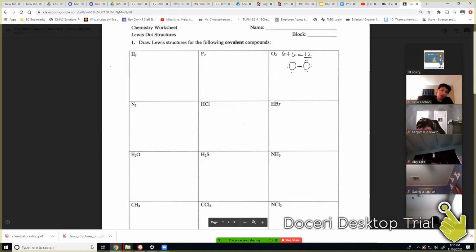Is that a good structure? Do they both have an octet? Nope, that one doesn't have an octet right now. It just has 2, 4, 6. So what happens, I can't just come and add 2 more electrons.